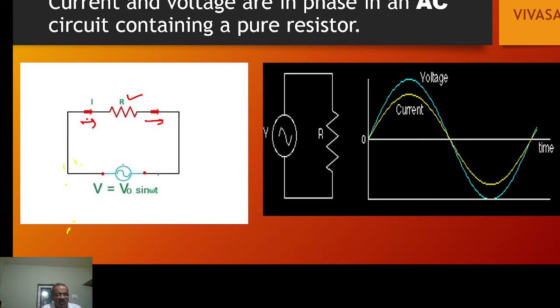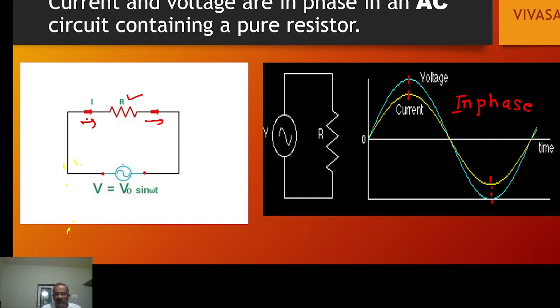This is also called the AC generator, and its voltage is given by V = V0 sin omega t. The same circuit is shown here, and you can see two graphs, the voltage and the current. Both are maximum at the same time, and both are minimum at the same time. This is called being in phase. Current and voltage are in phase.